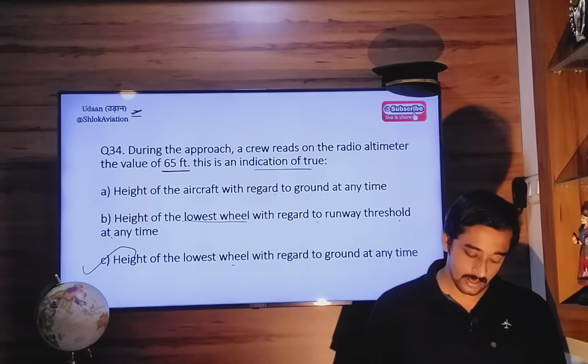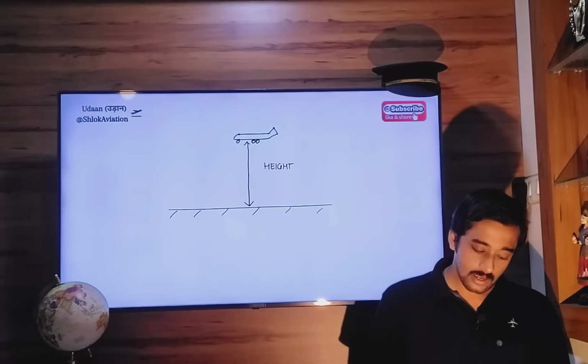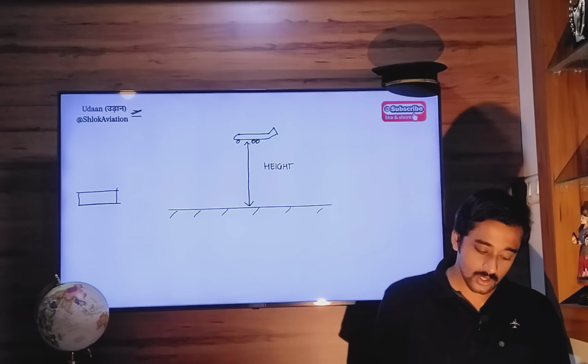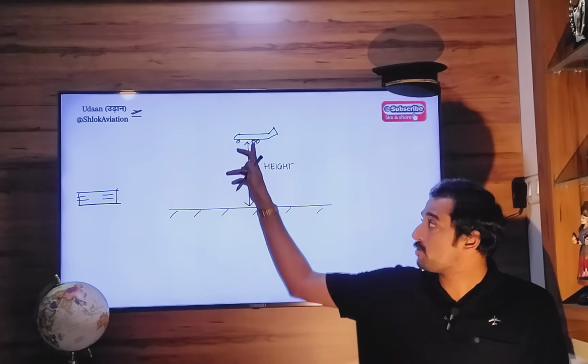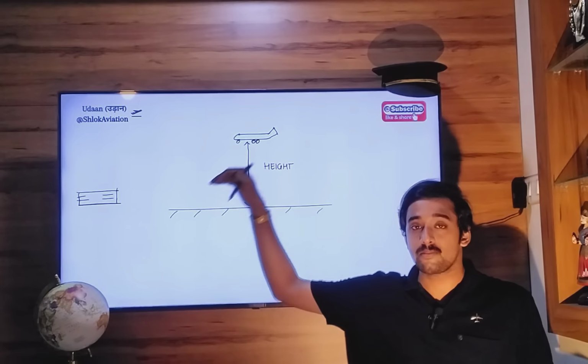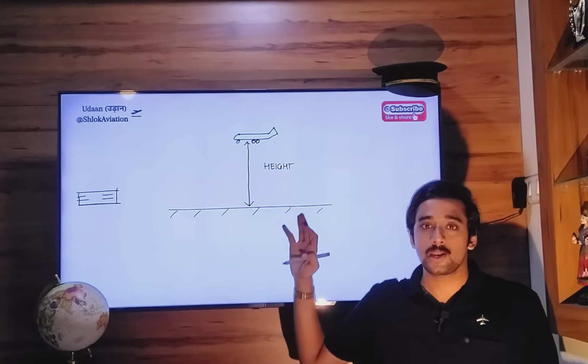So option Charlie. Now the runway may be in front of this aircraft. So the vertical distance reported by the radio altimeter will not be with respect to this threshold. It will be with respect to the ground directly below your aircraft.